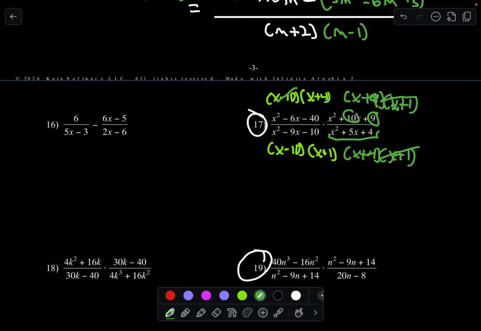Also x minus 10, top and bottom. That creates another hole. We also have x plus 4, which creates a hole. So you have all these things dividing out, and what we're left with is the answer of x plus 9 over x plus 1 as the answer. Oh, that turned out pretty simple. x plus 9 over x plus 1.